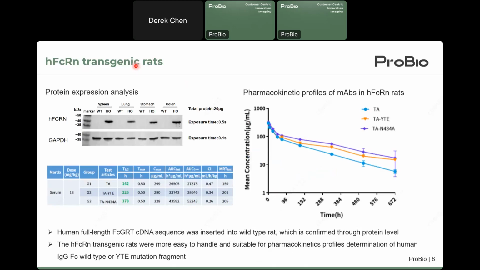Transgenic rat with the same knock-in of a human FcRn is also available in the market, and similar results are observed on the right panels, in which the human IgG YTE mutation and the N434A mutation demonstrate better PK profile compared with the wild type.